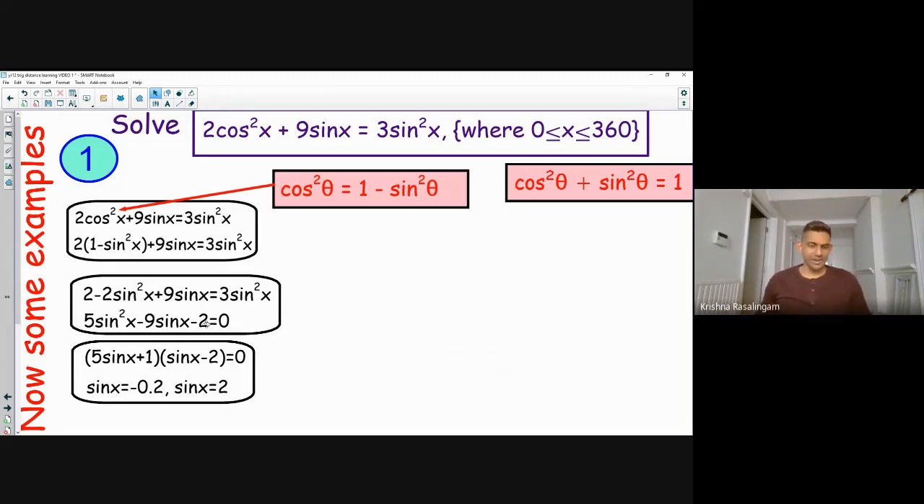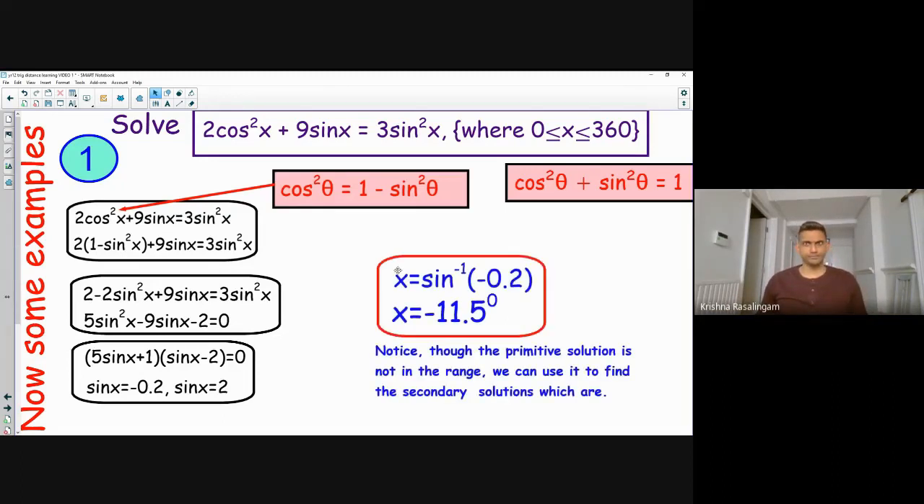So once we found sine x, we can do sine inverse of those answers and we get minus 11.5 degrees. So there's two problems there. We've got two solutions. The first one yields a solution. What happens when we do sine inverse of 2? Gives you maths error. Why is that?